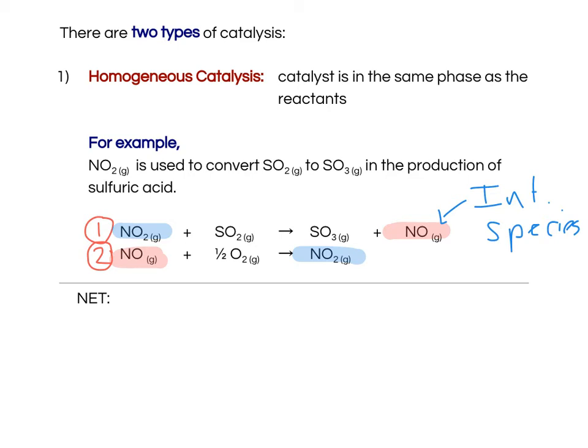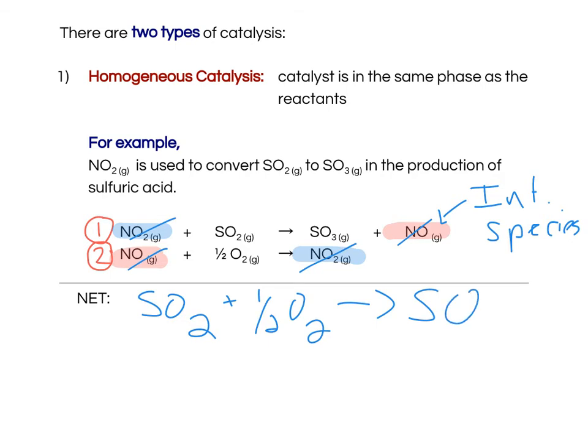So let me just write out that net reaction here. I can see that my NOs will cancel, and my NO2s will cancel. And then that will give me my SO2, my overall reaction, plus 1/2 O2 goes to make SO3. Okay, so again, just to recap real quick, an intermediate species is produced and then used, whereas a catalyst is used and then reproduced so that it can be recycled over and over and over again.